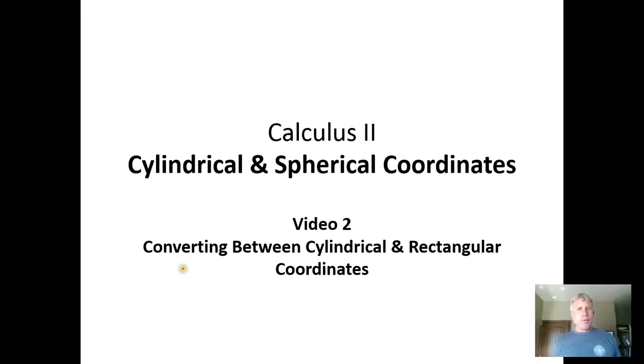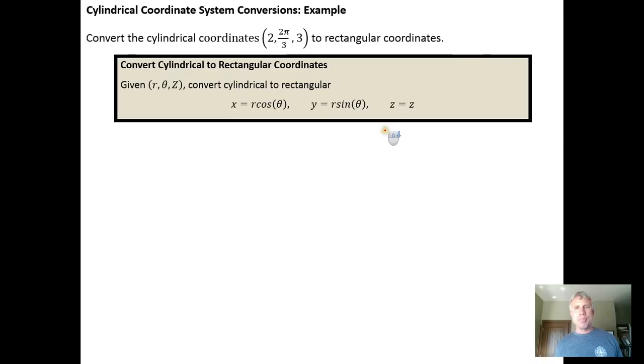So in this video we're going to go over converting between cylindrical and rectangular coordinates in space. We're going to do two examples. In the first example we're going to convert cylindrical coordinates to rectangular. In example 2 we're going to convert the other direction, rectangular to cylindrical, and there's going to be a subtlety in it that we're going to address based on the quadrant that we're located in the XY plane.